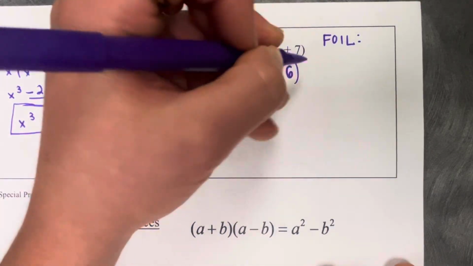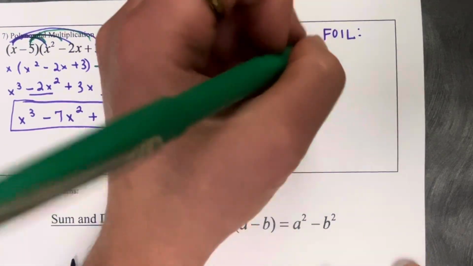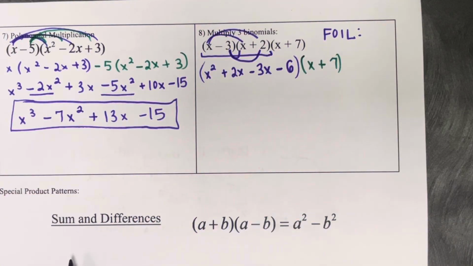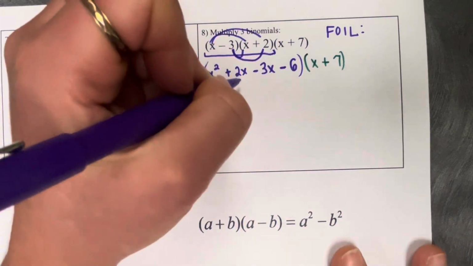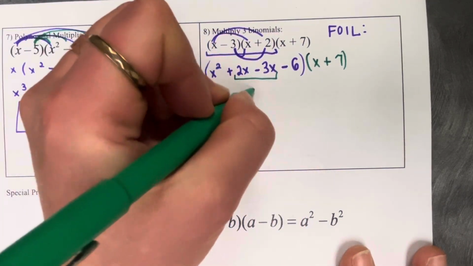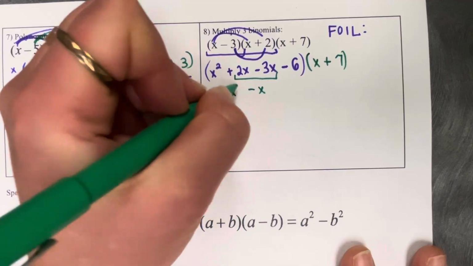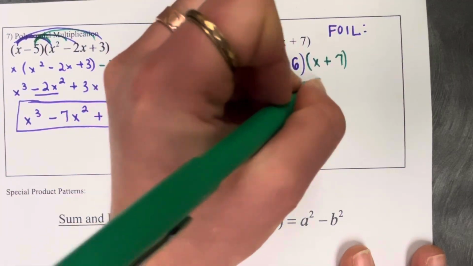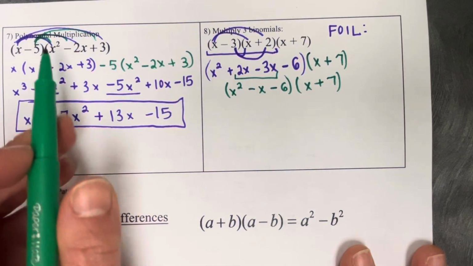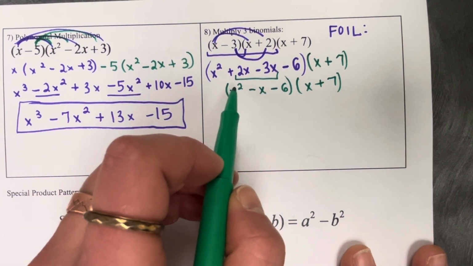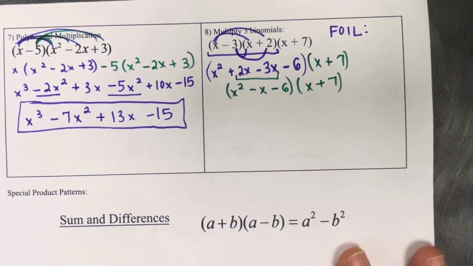And now we want to multiply it with x plus 7. But before we do that, let's clean it up a little so we can make less work for ourselves. So we're going to combine like terms here. 2x minus 3x becomes negative x. So we have x squared minus x minus 6 times x plus 7. And we're going to do the same process that we did in the last problem. So take every term in the first parentheses multiplied by every term in the second parentheses.